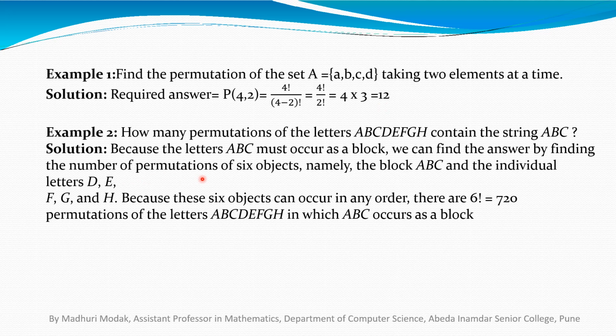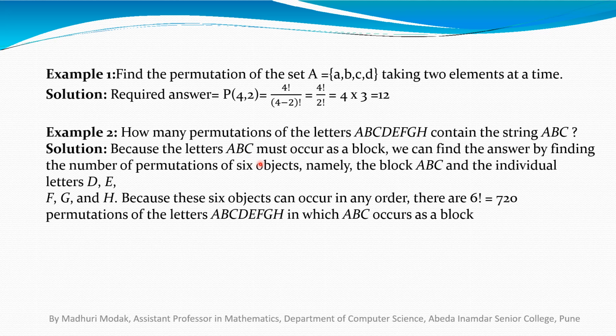Now second example, how many permutations of the letters A, B, C, D, E, F, G, H contain the string ABC? Now here we are doing actually permutation of all the letters, which are 8 in number. But the condition is that while arranging these 8 letters at a time, every arrangement contains the string ABC. That means A, B, C should come in the same order.